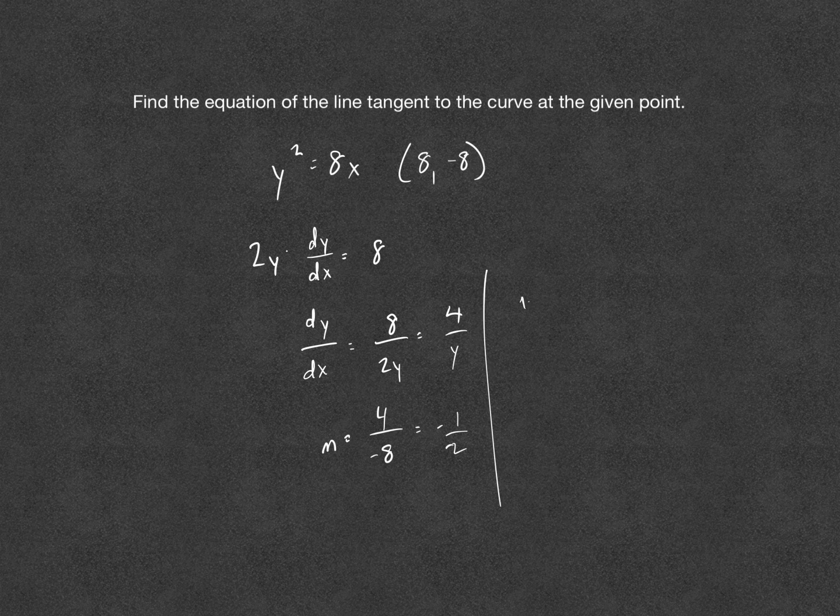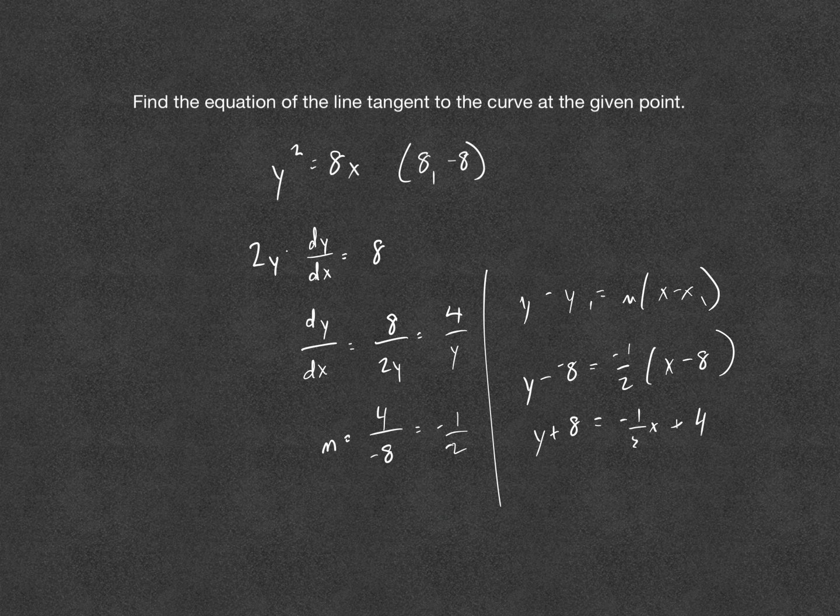There's my slope. And then we go y minus y1 equals m times x minus x1: y minus my y coordinate, which is negative 8 again, equals negative a half times x minus 8. So y plus 8 equals negative a half x, and then plus 4, because negative half times negative 8 is positive 4. And then y equals negative 1/2 x minus 4, subtracting the 8, is the equation of my tangent line. So nothing too crazy with this example.